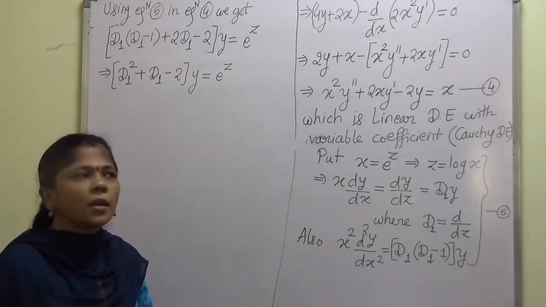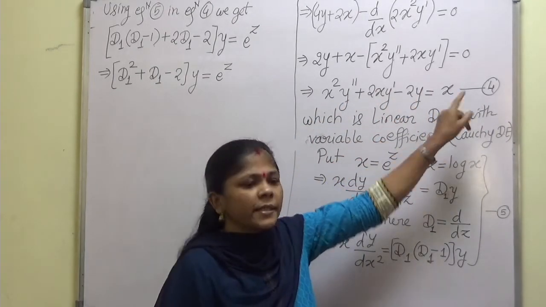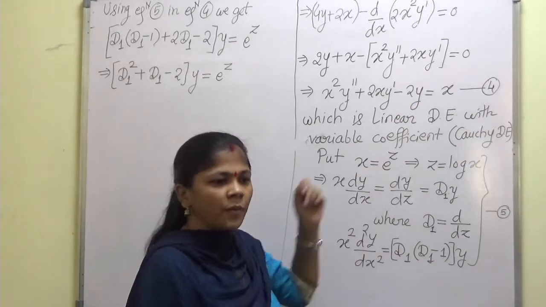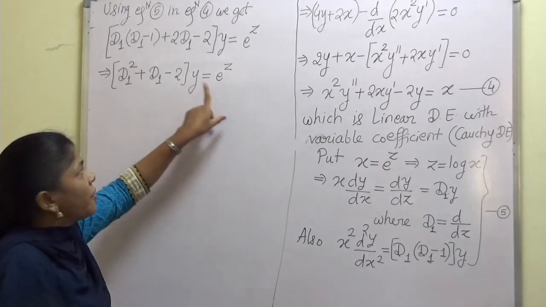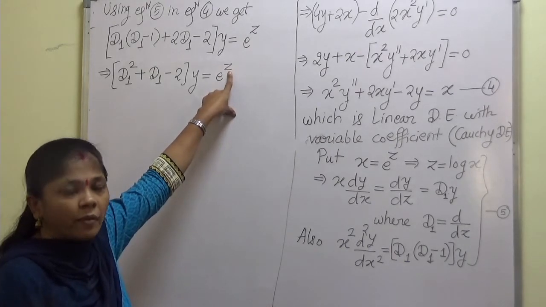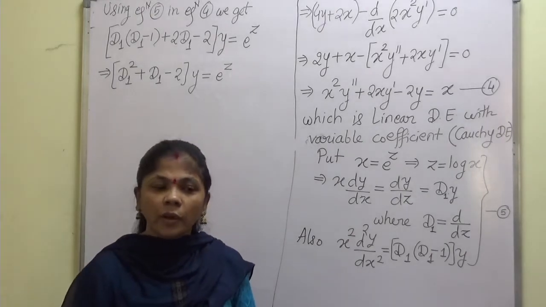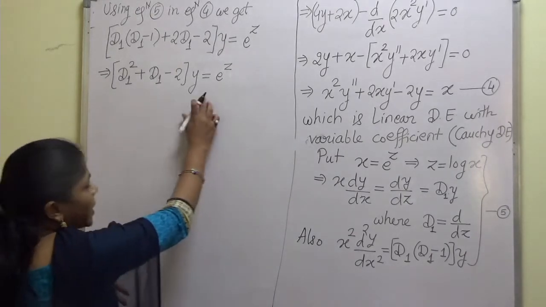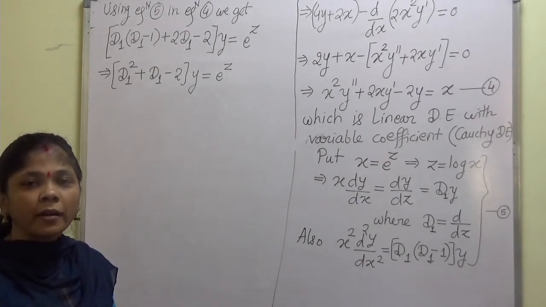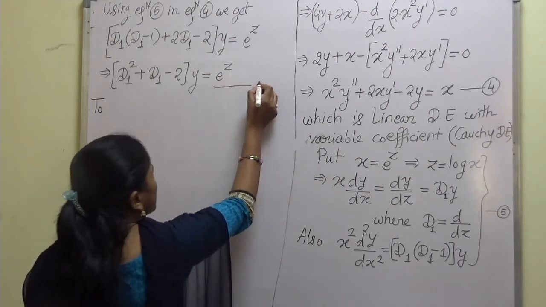So observe here, in equation 4, the dependent variable is y and the independent variable is x. This is now converted by making use of this substitution into a differential equation where y is the dependent variable and z is the independent variable, and this is a differential equation with constant coefficients. So let us solve this. As it is with constant coefficients, the solution is given by complementary function plus particular integral. Let us call it equation number 6.